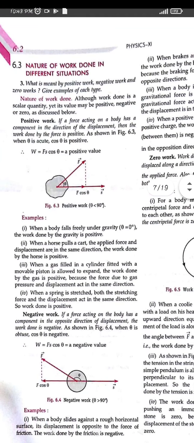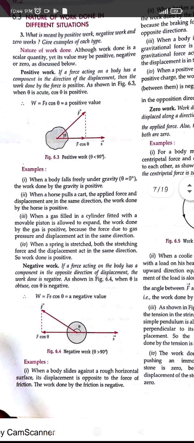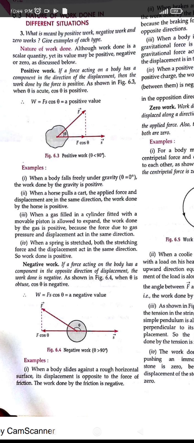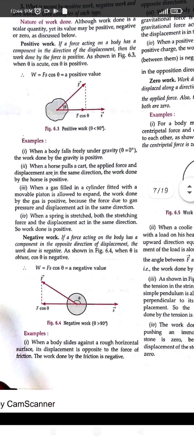So whenever a body displaces in the direction of the force, the work done is positive, and the value of cos theta will be positive. For example, when a body falls freely under gravity, we know that no other force is acting on the body. The work done by gravity is positive because the body is falling and the direction of gravity is also downward. Both are acting in the same direction, so positive work is done.